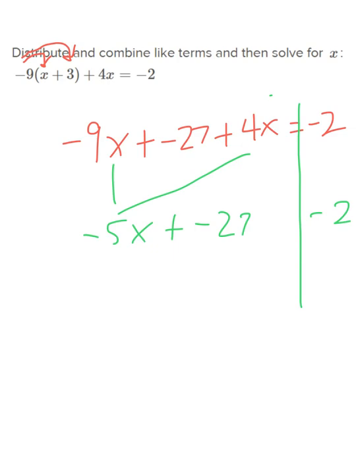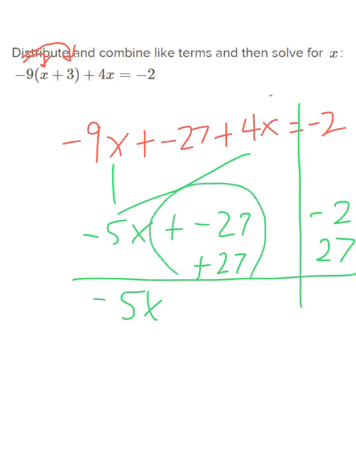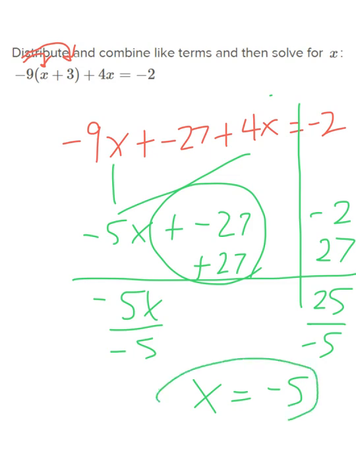The opposite of a negative 27 is a positive 27. So I get negative 5x. This much right here is 0. Negative 2 and 27 make 25. The opposite of multiplying by negative 5 is to divide by negative 5. And I get x equals 25 divided by negative 5, which is negative 5. Not too bad. It seems like these problems are getting easier.